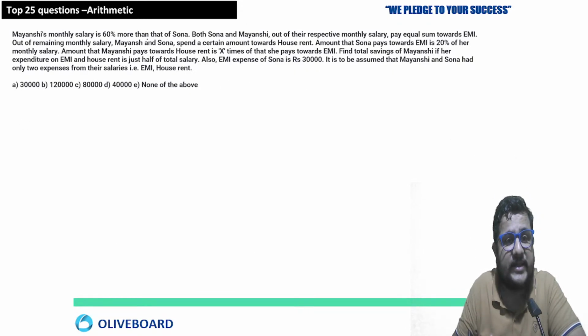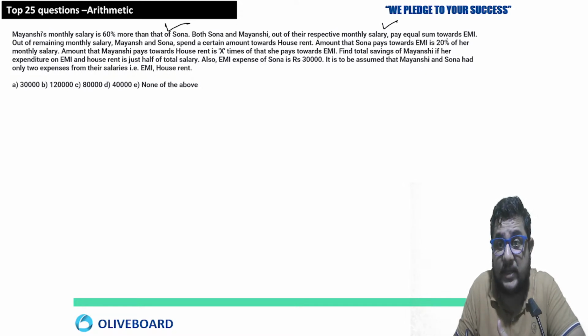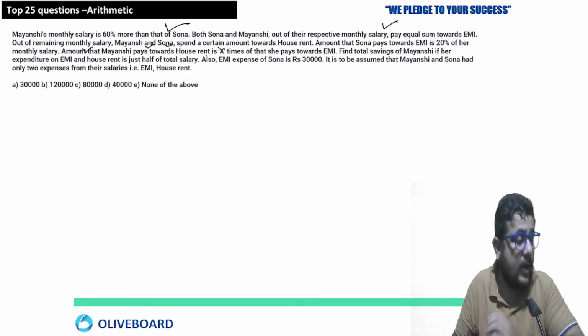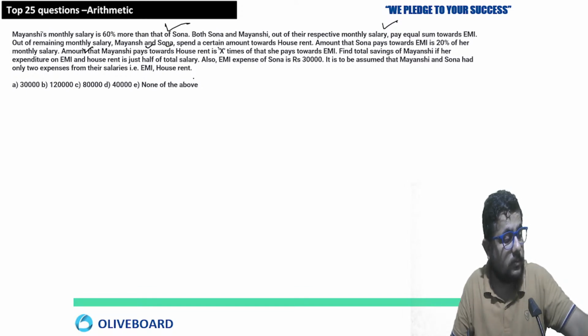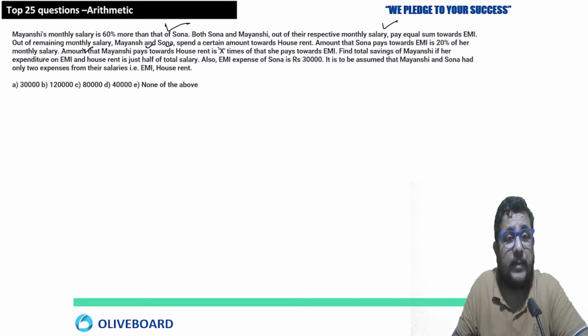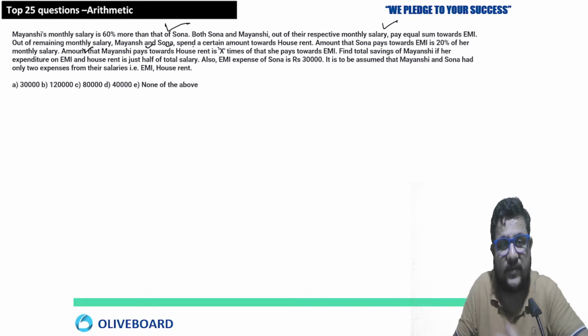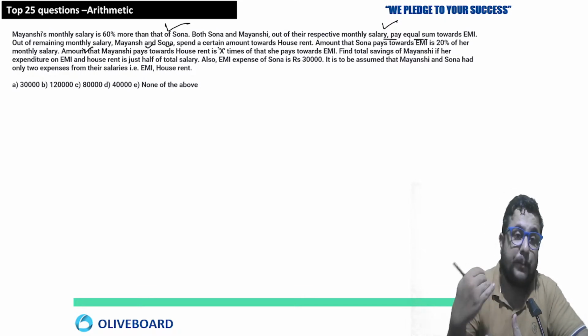Mayanshi's monthly salary is 60% more than that of Sona. Both Sona and Mayanshi, out of their respective monthly salary, pay equal sum towards EMI. Out of the remaining monthly salary, Mayanshi and Sona spend a certain amount. Is this clear? Nitish, everyone, tell me. We still have some questions to do, we have many questions to complete. This is the question from previous year.